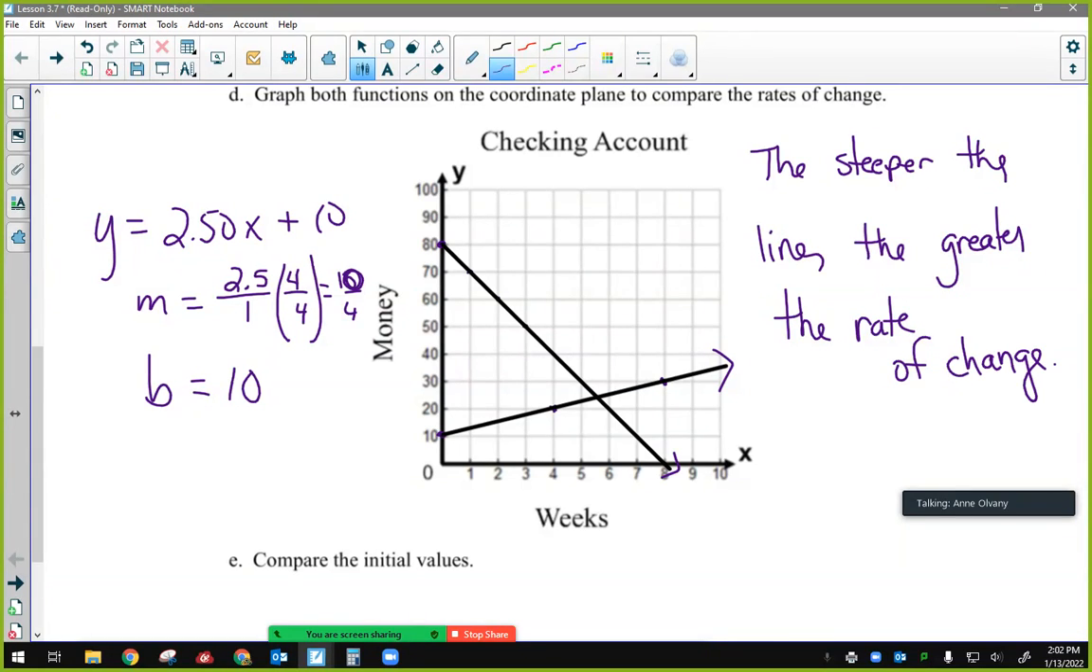You good? Compare the initial values. Ooh, who wants to do that? Jake's on today, but I'm not gonna let Jake do everything. Marlena, can you compare the rates of change for me? Loud so I can hear it.